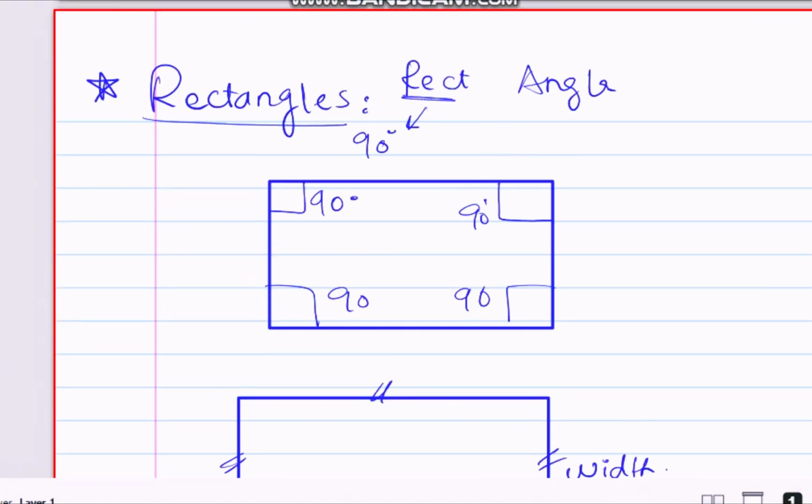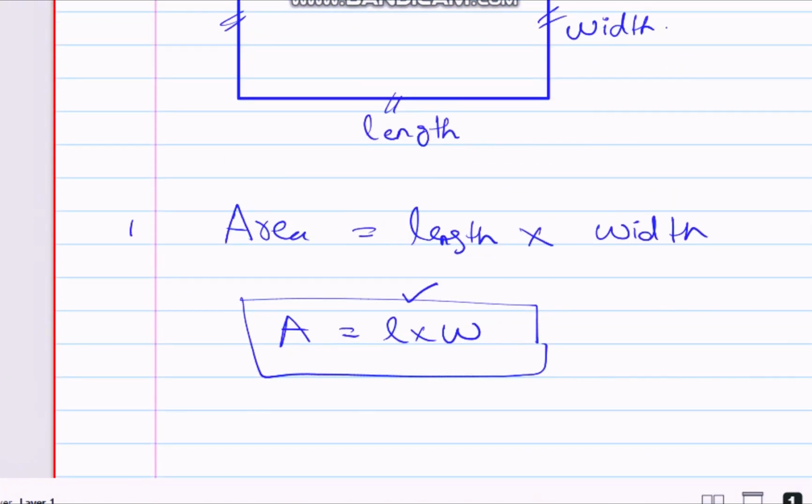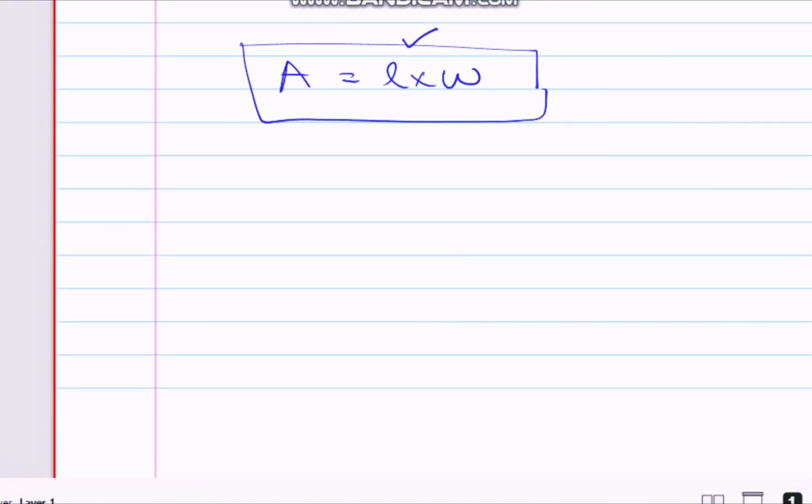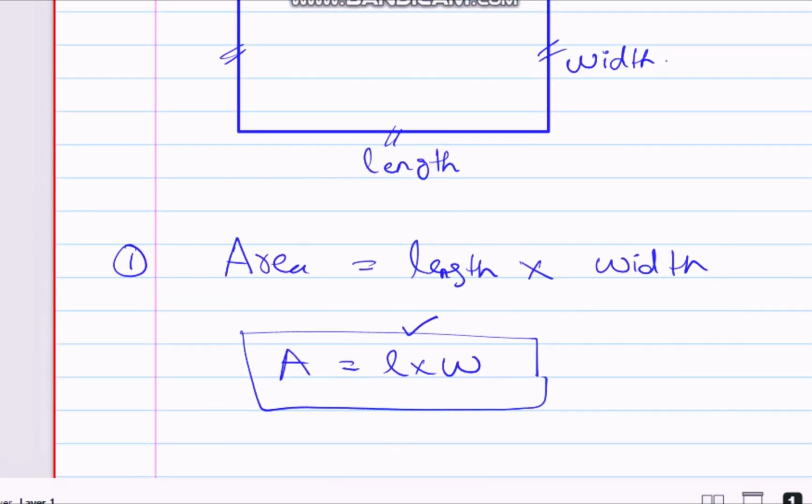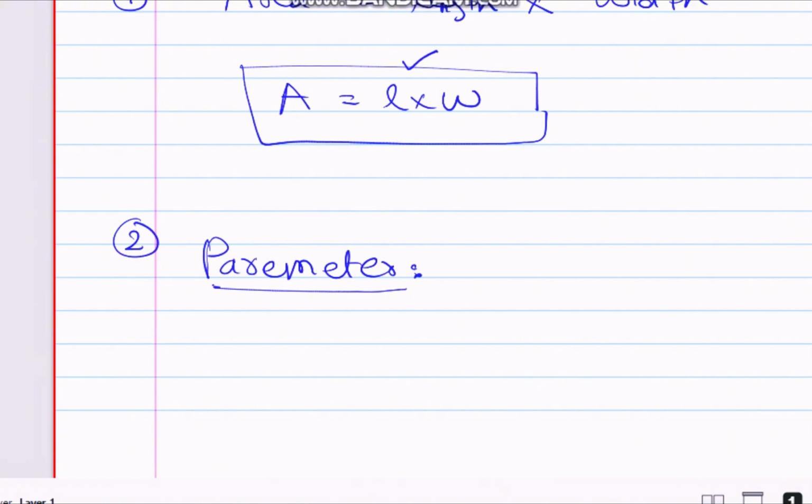Now, another thing is called the perimeter. The perimeter is again very simple. Perimeter is basically the same as circumference, because it is the measure of the length of the boundary line. But circumference is related to circles, and perimeter is related to rectangles.